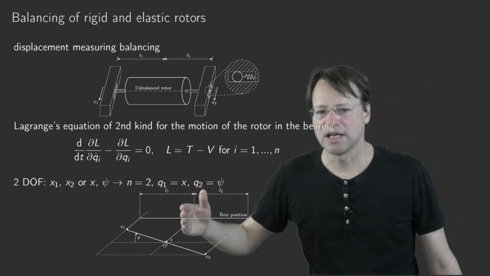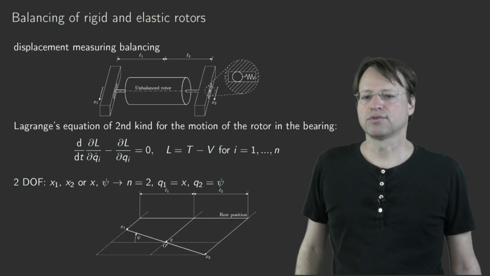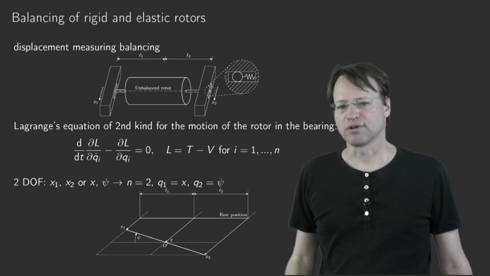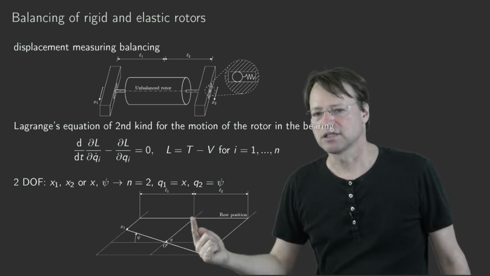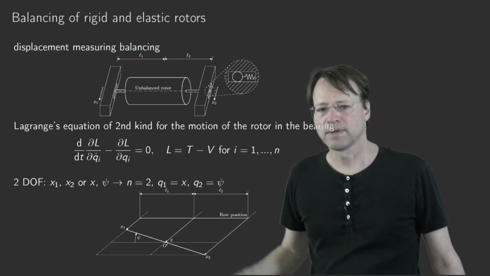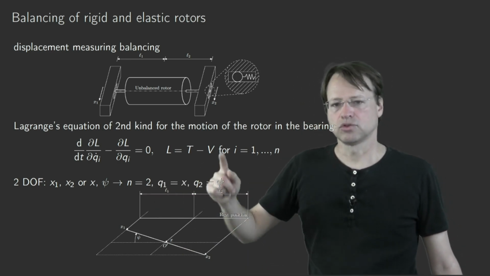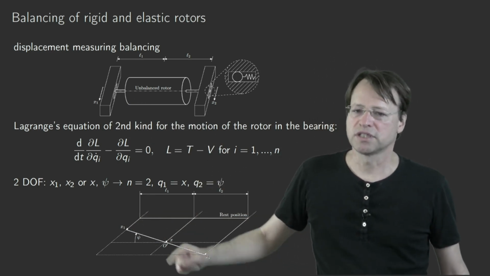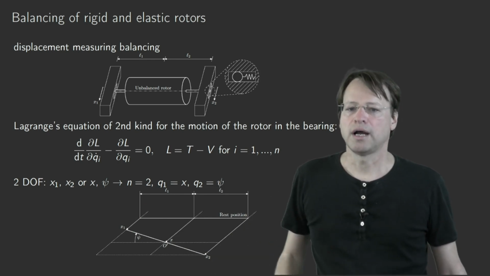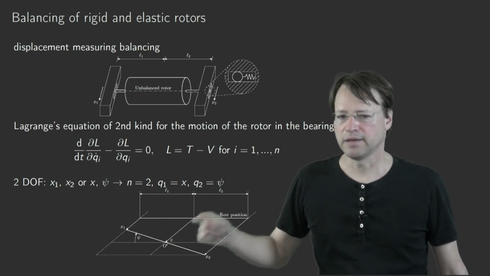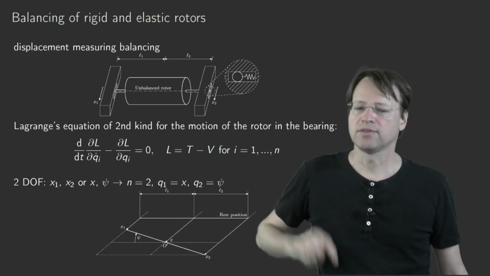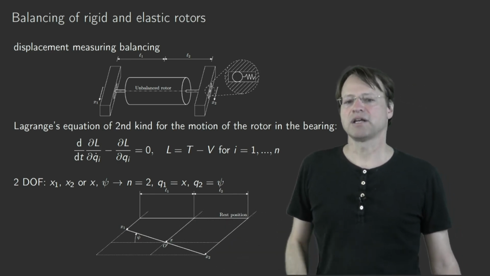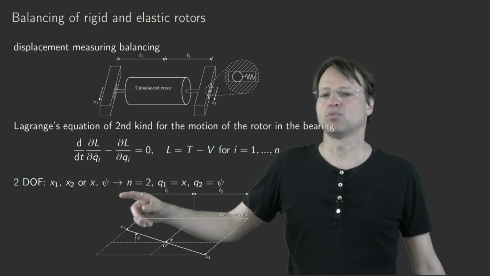Let's have a look at that plane in the middle, also approximately in the middle, where you can find the center of gravity of that rotor. It is displaced by some amount x. And then there's a rotation of the true axis of that rotor by some angle psi. So instead of x sub 1 and x sub 2, I could use the displacement in the plane of the center of gravity and the angle psi. And of course, if you look at kinetic energy and so on, this setting makes more sense than using x sub 1 and x sub 2.